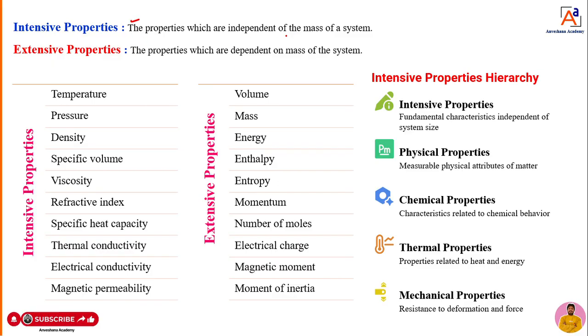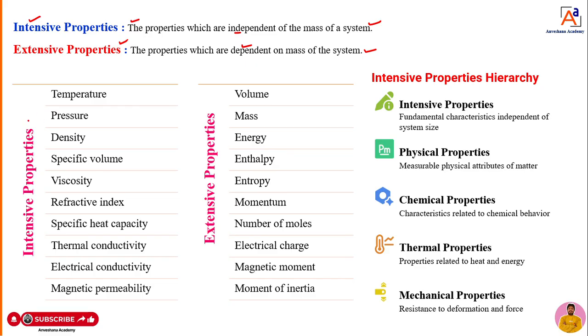The properties which are independent of the mass, or not at all dependent on the mass, we call intensive properties. Extensive properties are nothing but the properties which are dependent on the mass of the system. That is known as extensive properties.